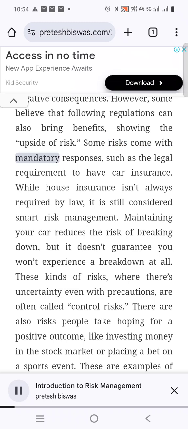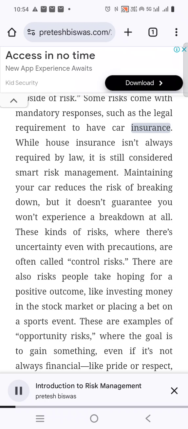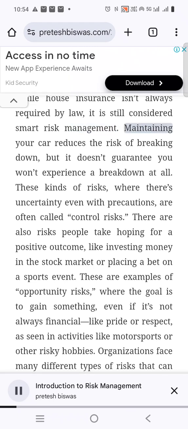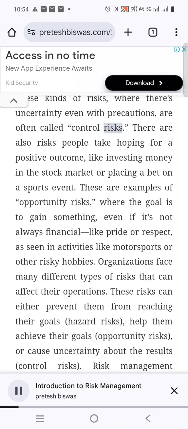Some risks come with mandatory responses, such as the legal requirement to have car insurance. While house insurance isn't always required by law, it is still considered smart risk management. Maintaining your car reduces the risk of breaking down, but it doesn't guarantee you won't experience a breakdown at all. These kinds of risks, where there's uncertainty even with precautions, are often called control risks.